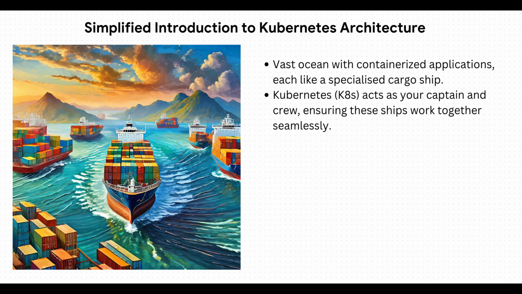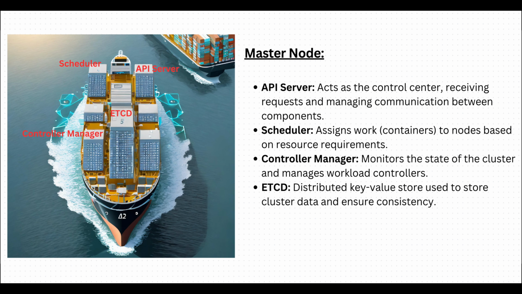So, understanding Kubernetes components. In Kubernetes, there are two main types of nodes. One is the master node, and two is the worker node. Now let's understand what the components in the master node are, or you can also say the captain's quarters. This is the control center, basically the helm of your fleet.